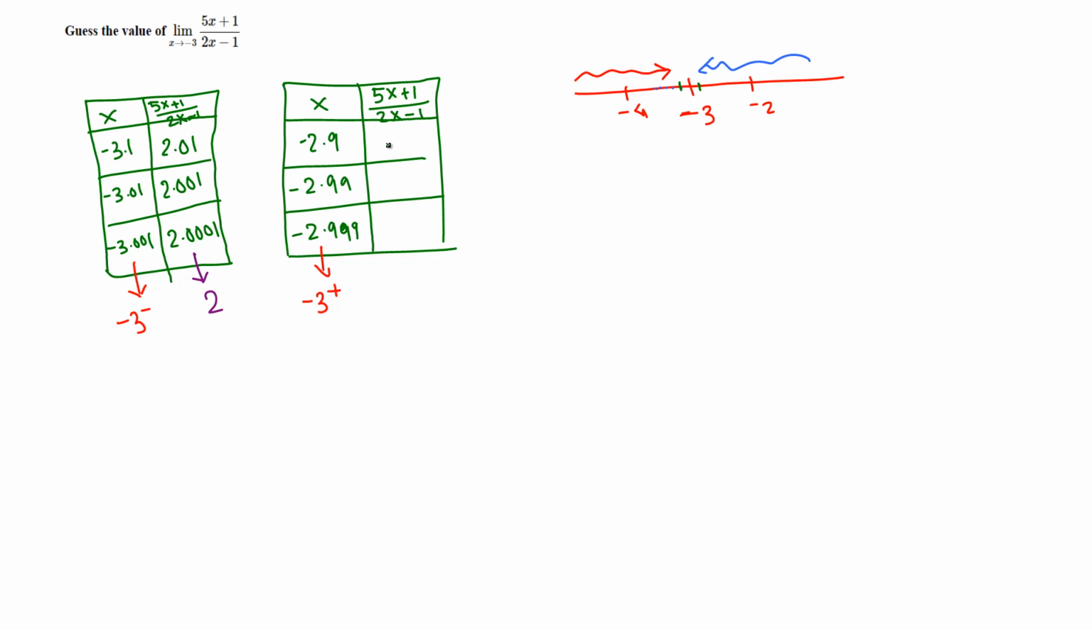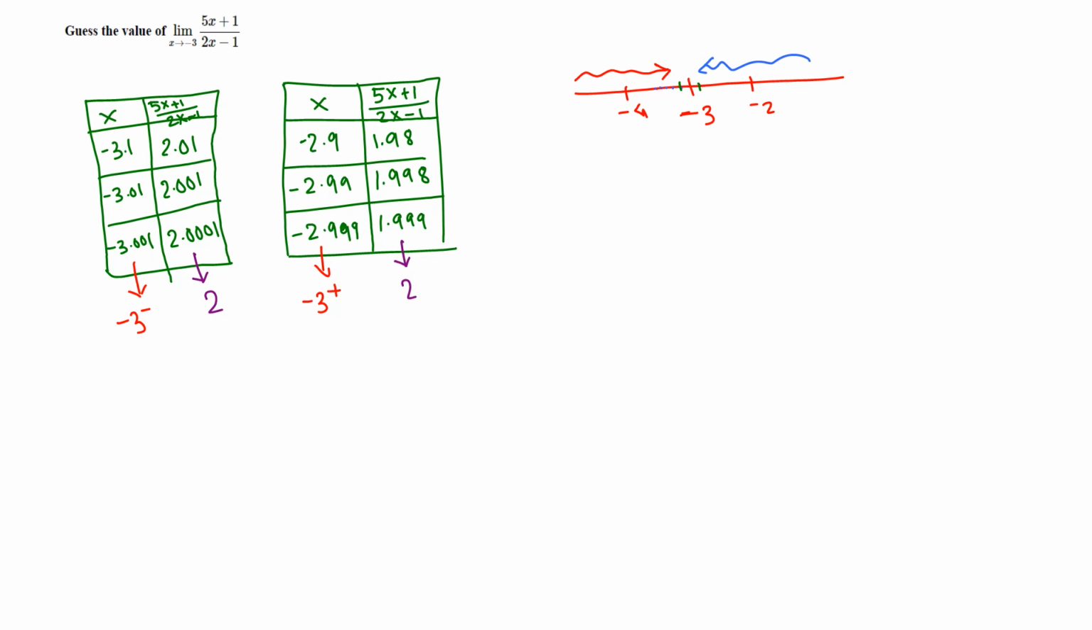So -2.9 gives 1.98. Let's plug in -2.99, that gives 1.998, and plug in -2.9999, which gives 1.9998. Clearly these function values are approaching 2. So the right-hand limit of this function is also 2.